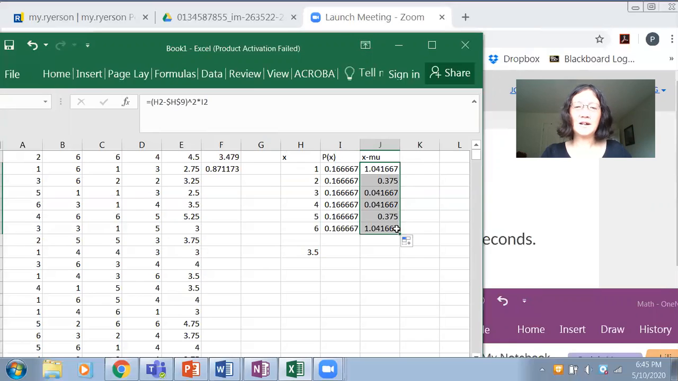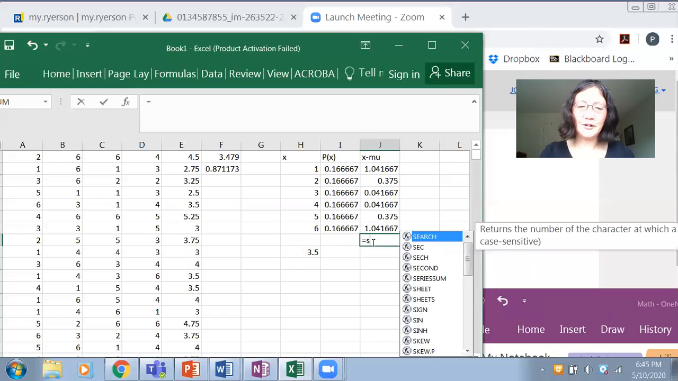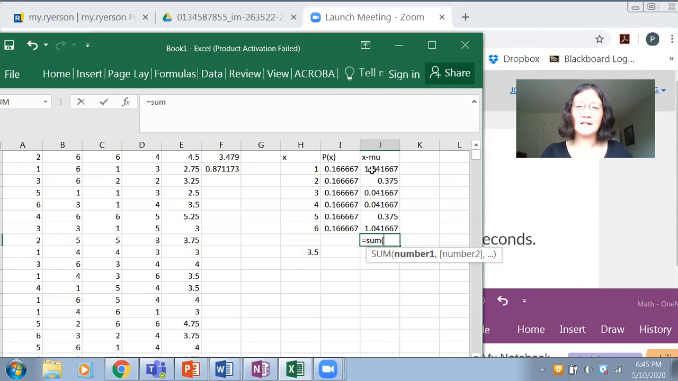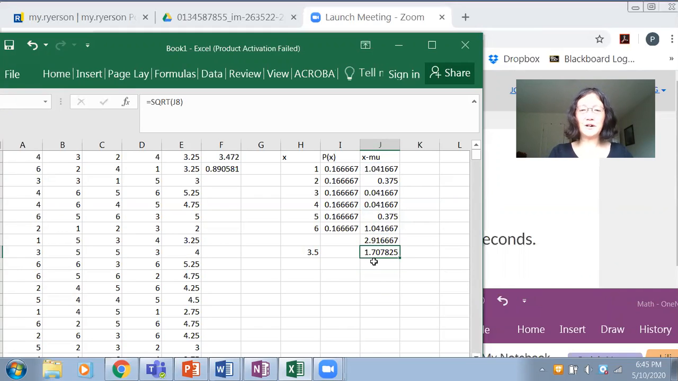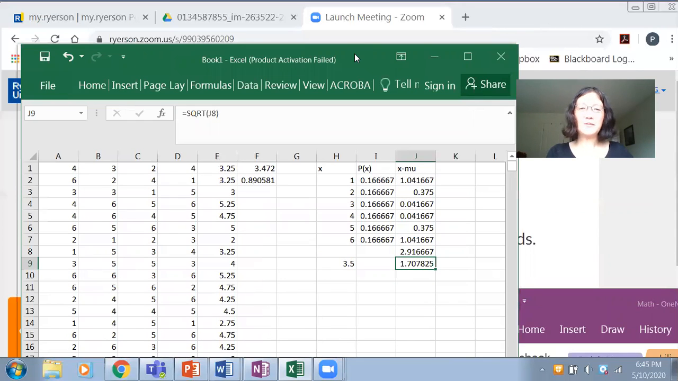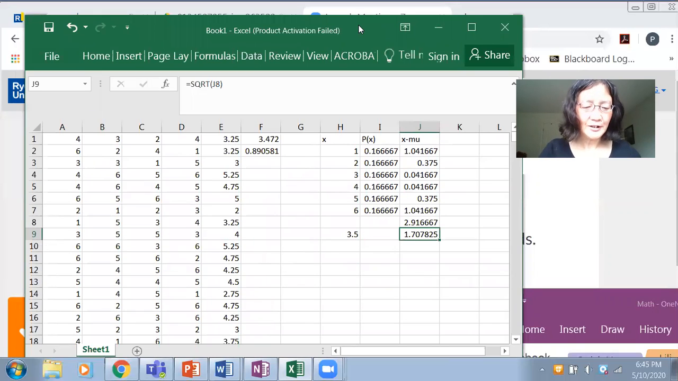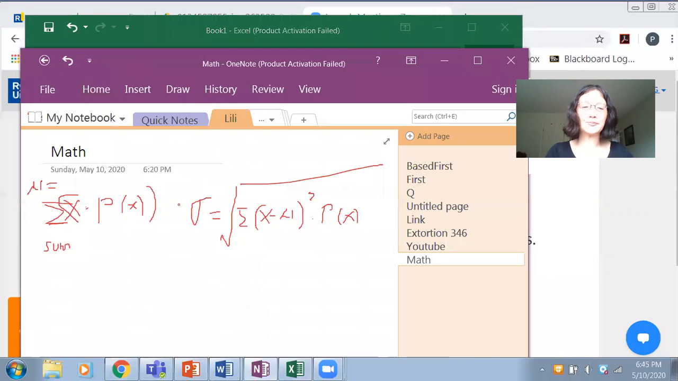And then you add them all, so equal sum, add them all, and then you take the square root of this number. So you get this number here, the standard deviation. So now let me copy this into OneNote to do analysis.